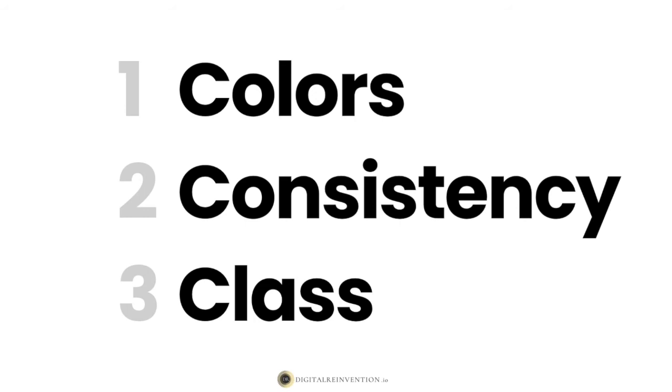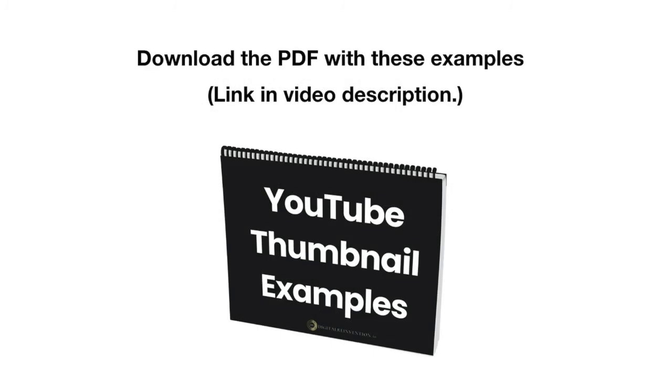And then the third would be class. And class comes from having matching colors, groupings of colors, and consistency, and thinking through how the whole channel is going to look as a unit. That shows class.